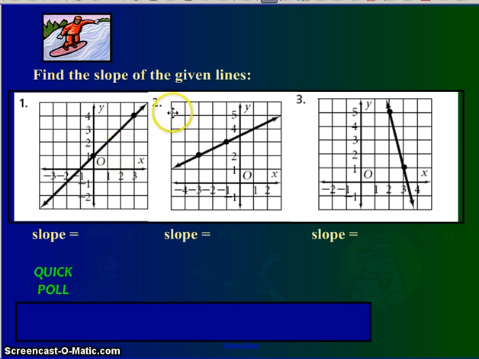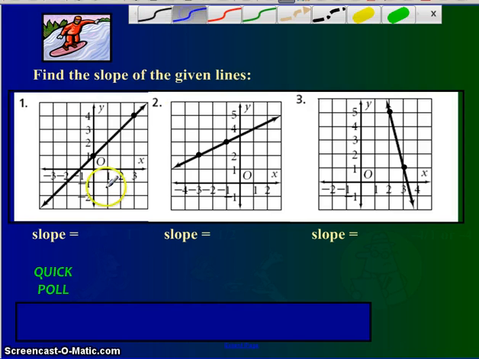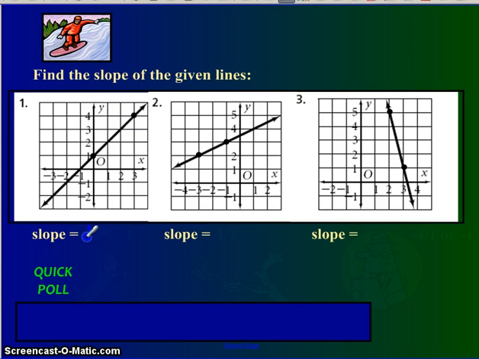Alright, let's move on. Now we've got some quick examples here of some different slopes. If you notice, I already know going into it that 1 and 2 look to have a positive slope and 3 looks to have a negative slope. So all I'm going to do is a little counting for these. I want to go up 1, 2, 3 over 1, 2, 3. So my rise was 3 and my run was 3, which is going to give me a slope of positive 1.